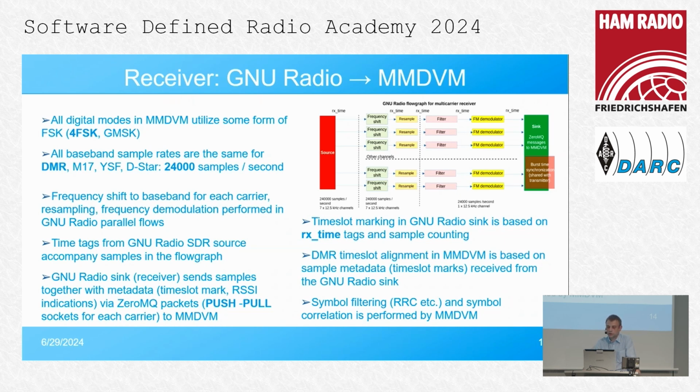Along with the samples which are circulating through this parallel flow graph, there are also time tags from the GNU Radio source. These time tags are used to synchronize time slots based on some marks which are synchronized by the burst timing code. Right, so the GNU Radio sink is the most complex block here, which sends the samples together with the metadata like time slot marks and receive signal indications via 0MQ packets and push-pull sockets to each MMDVM instance.